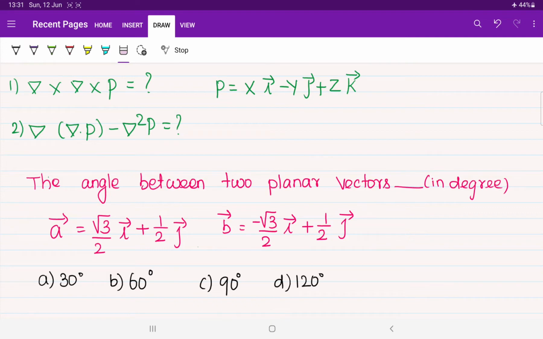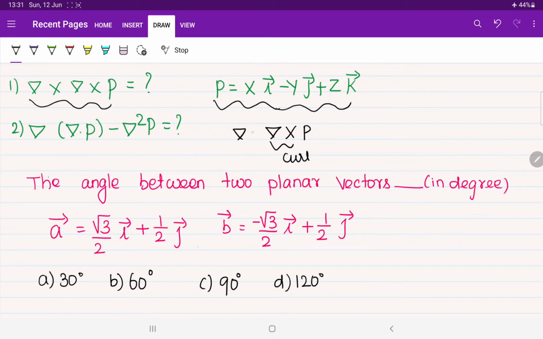If you observe here, a vector field is defined. Vector field P is equal to x i vector minus y j vector plus z k vector. For this, what you have to do is calculate del cross P, that is curl. You are requested to calculate curl of P. I always told you, whenever you are finding del cross, its actual meaning is curl of P.